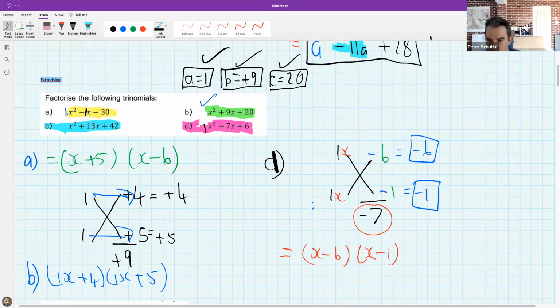Does it matter which binomial you put first? DeCarlo, it doesn't, because with multiplication the order doesn't matter. So you could have written this like that. It's a great question. Thank you, DeCarlo. That was a really good question.